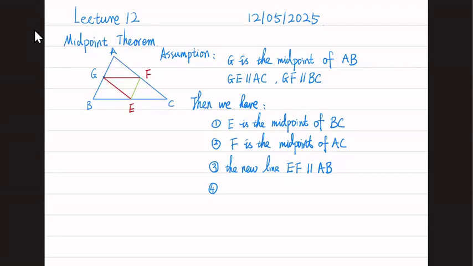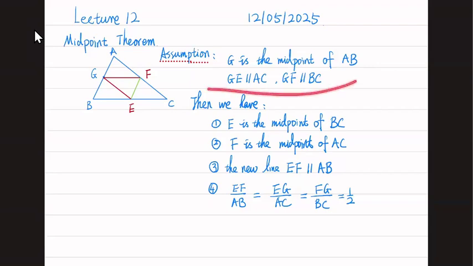We have EF over AB equals EG over AC equals FG over BC is 1/2. A little bit long, but this is the midpoint theorem with minimal condition.